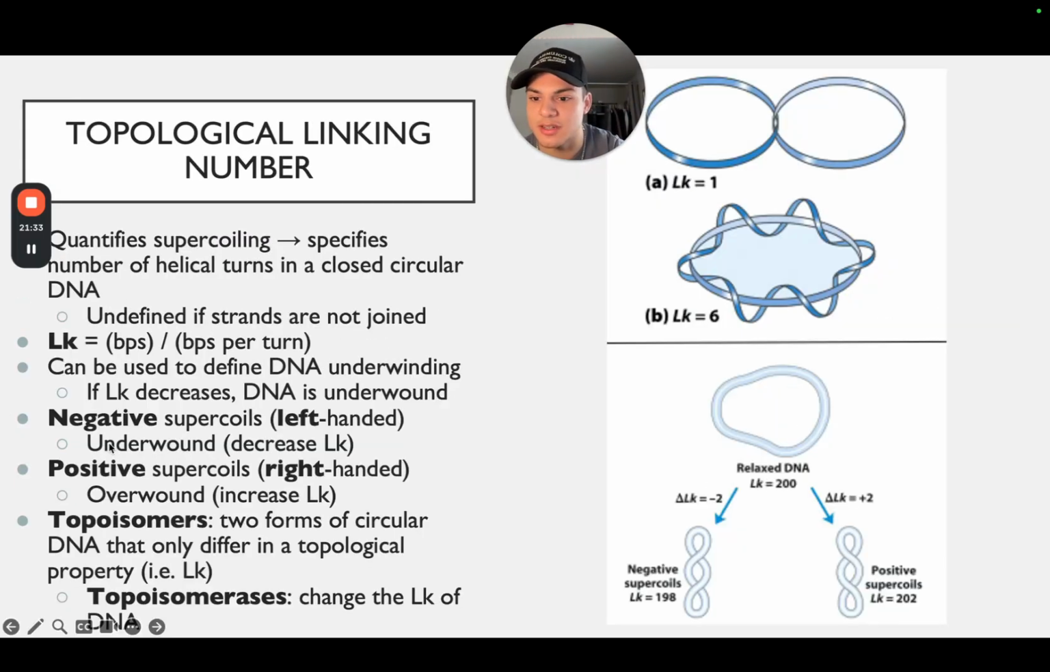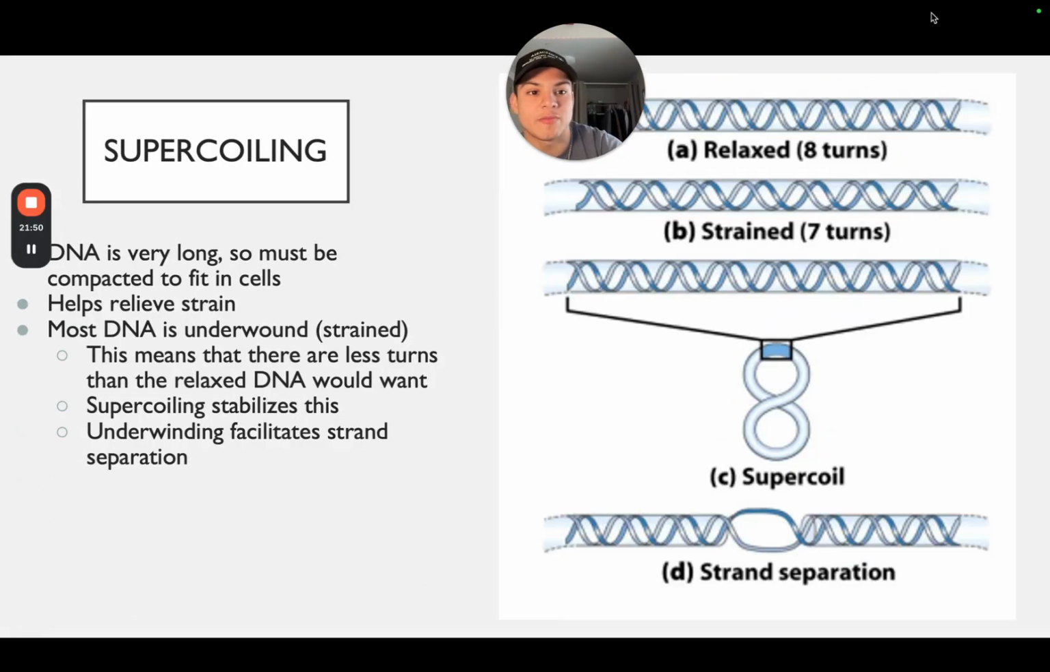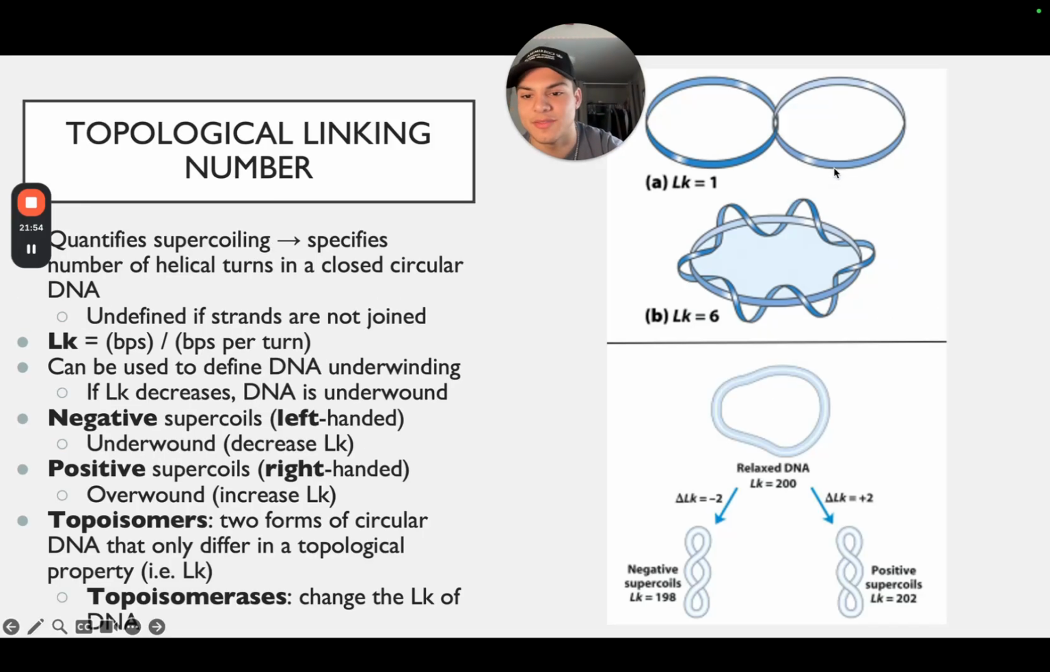So in terms of negative supercoils, you just have to memorize that negative is left-handed. And for positive supercoils, when it is overwound, it is increasing the linking number. We're going from the relaxed 8 turns to now like 9, 10. We're overwinding it, if that makes sense. And for positive supercoils, you have to memorize this, it's just that they are right-handed. That's all. In terms of memorization, just memorize negative left, positive right. That's all you really have to do.